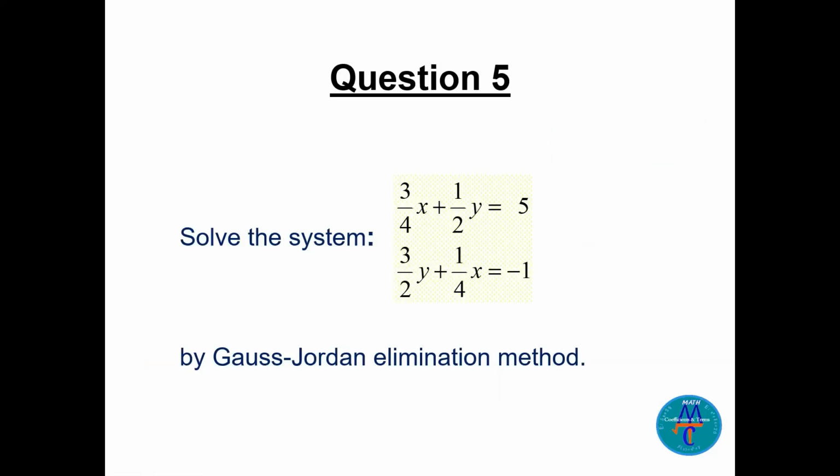Question number 5, solve the system, which is a linear system. 3 over 4 x plus half y is equal to 5. 3 over 2 y plus 1 over 4 x is equal to minus 1, by the Gauss-Jordan elimination method.